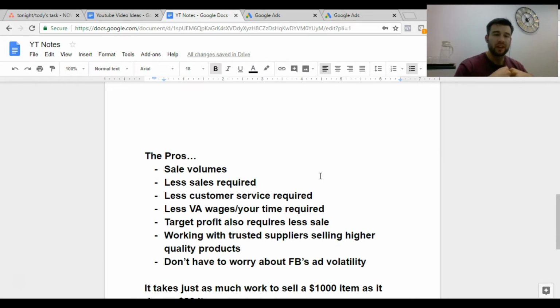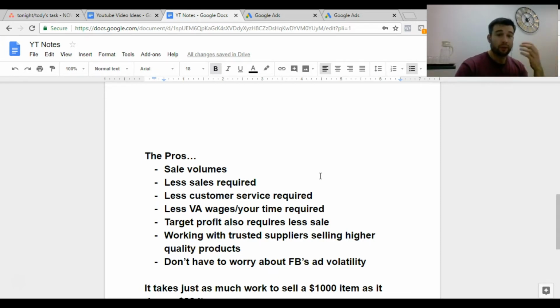I hope that's right. Now compare that to AliExpress. If you wanted to make $4,000 profit per month and your profit per sale was $10, which is kind of normal for AliExpress dropshipping, then you would have to sell 400 units per month, 400 orders per month.